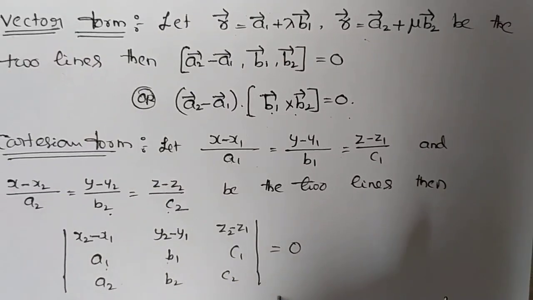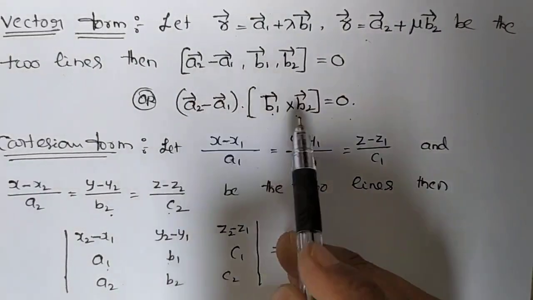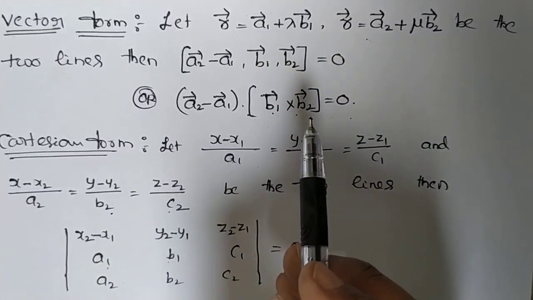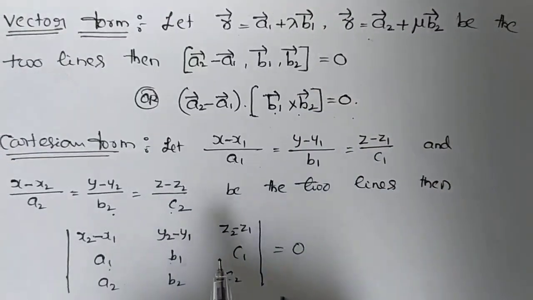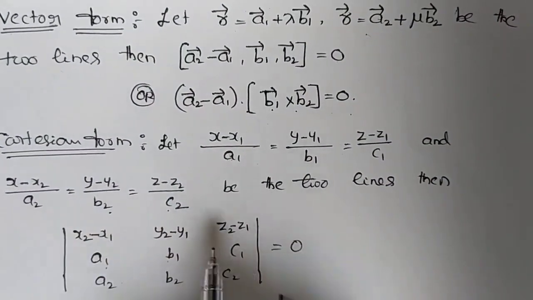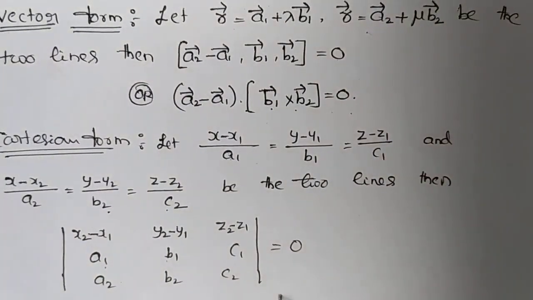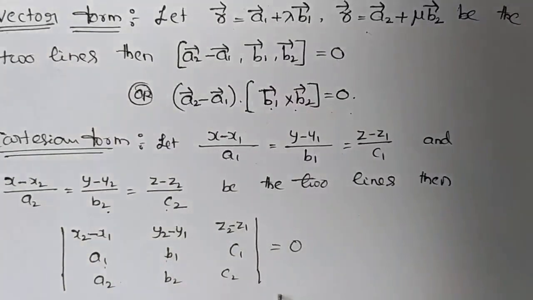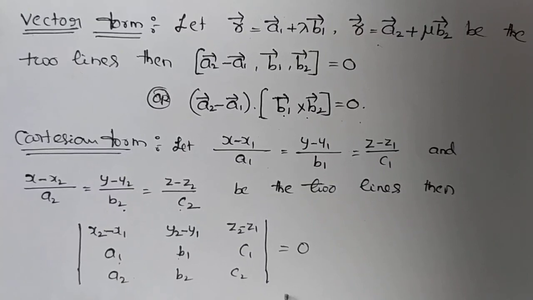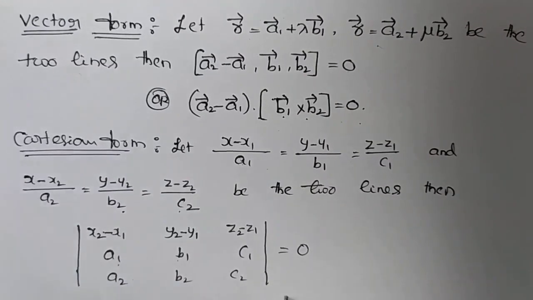If the lines are given in vector form, this is the condition to verify whether they are coplanar or not. If the lines are given in Cartesian form, this is the condition to verify whether they are coplanar or not. Kindly note down this vector and Cartesian form in your notebook. Take a screenshot or you can pause the video.